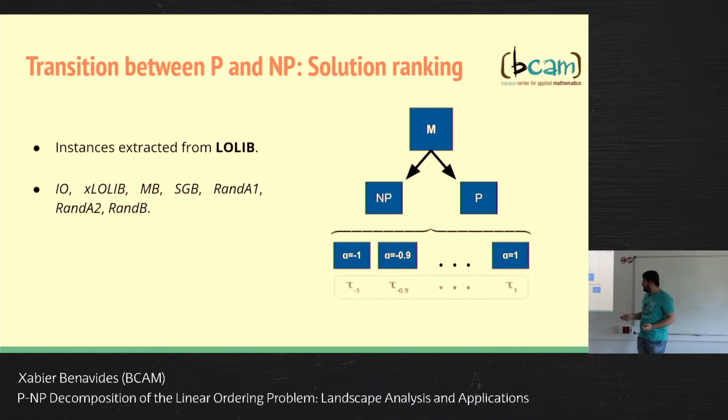And finally, for each modified instance, we have computed the ranking correlation with respect to M, the original instance. Obviously here we are working with pretty big instances, and we can't compute the ranking of the entire search space in each case. So instead what we are doing here is to estimate these ranking correlations from a subset of random solutions.